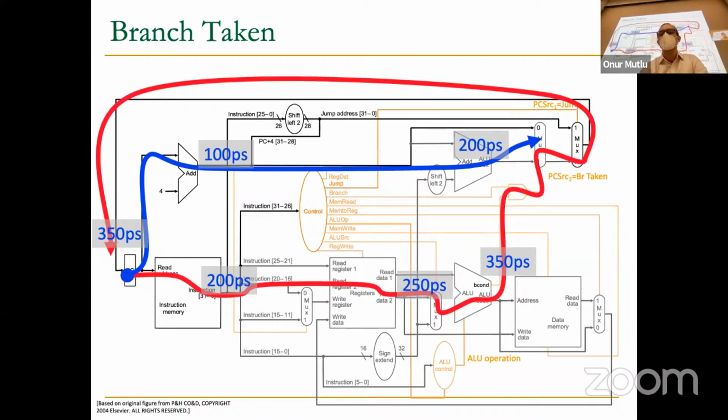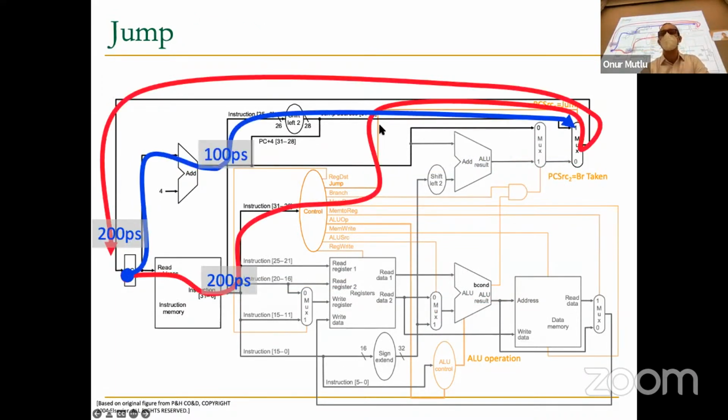Branch taken is actually very short. You can do this on your own. The critical path actually goes from the branch condition calculation logic, and it's only 350 picoseconds in this particular case, compared to load word, which is 600 picoseconds. And jump is the easiest, as we have also seen, right? It's only 200 picoseconds because it doesn't need to deal with even a register file access over here.